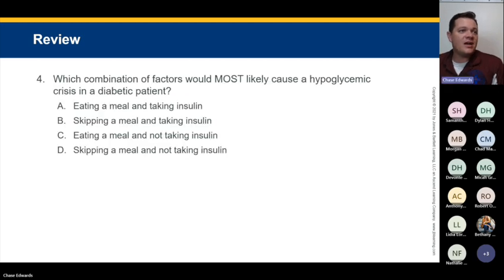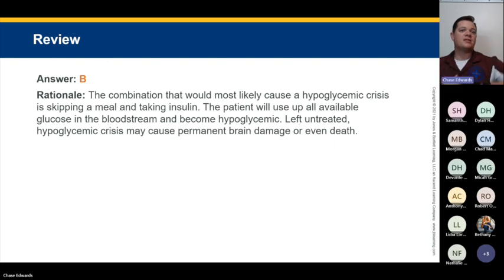All right, which combination of factors would most likely cause a hypoglycemic crisis in a diabetic patient? Hold your answers. All right, go for it. B. Awesome. B. Good job. Fantastic.